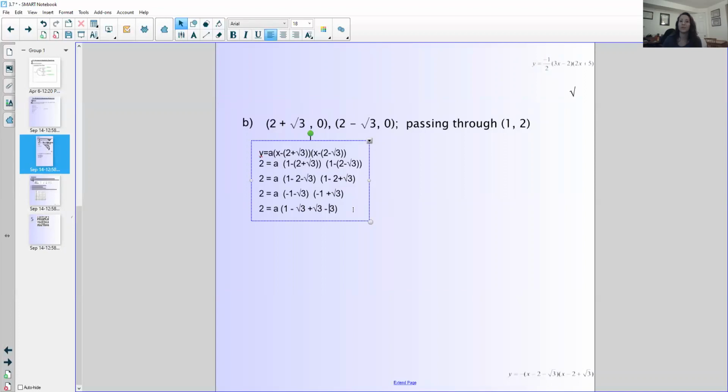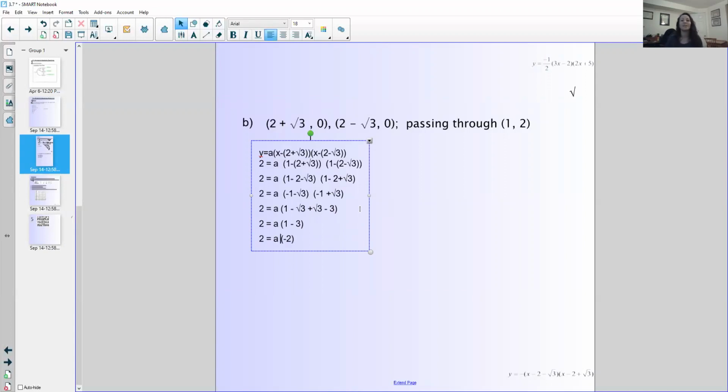Okay, and if you forgot those, go back, double check your radical work, okay? And this worked out nicely because negative root 3 plus root 3 is 0. That part is gone. So now we are left with something that looks so nice and pretty. We are left with 1 minus 3, which is negative 2. So 2 equals a times negative 2.